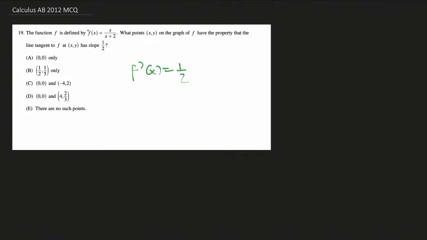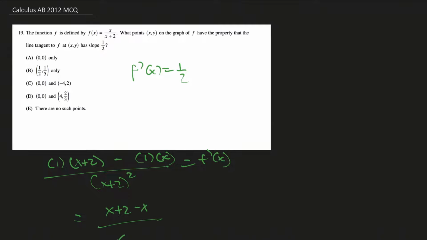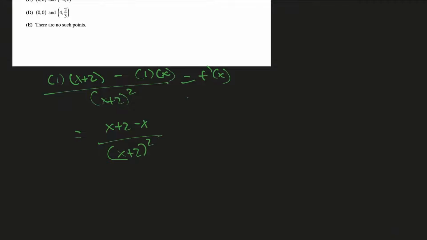So to take the derivative of this, you have to take the derivative of the top, which is 1, times x plus 2, minus the derivative of the bottom, which is 1, times the numerator, divided by the denominator squared. This is f prime of x. So simplify, this is x plus 2 minus x over x plus 2 squared is equal to f prime of x. And these x's can cancel, and we just have a 2 on the top.